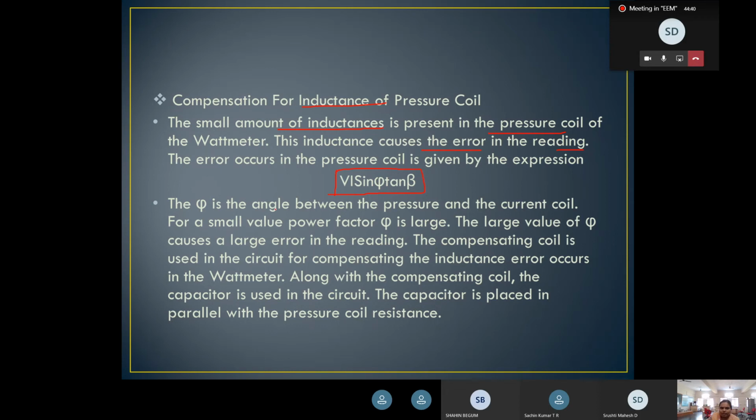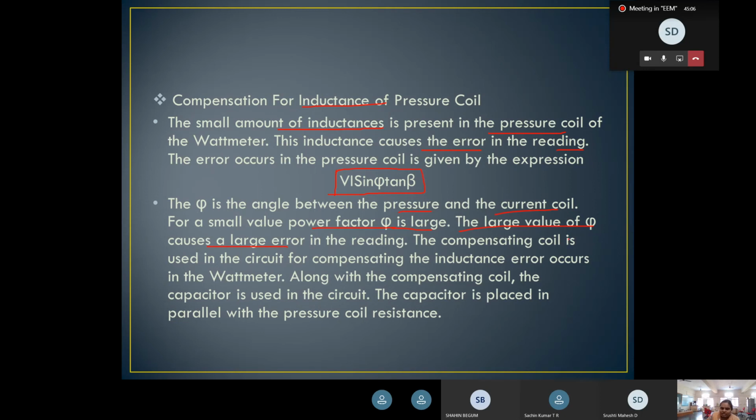What is phi? Phi is the angle between the pressure and the current coil. For a small value of power factor, phi is large. For a small value of power factor, phi is going to be large. The large value of phi causes a large error. A large value of phi introduces a large error in the reading.